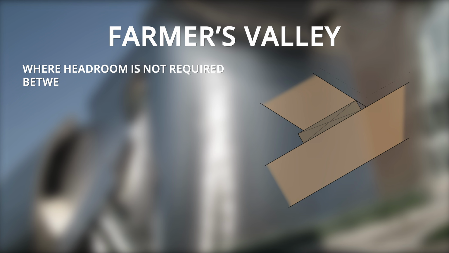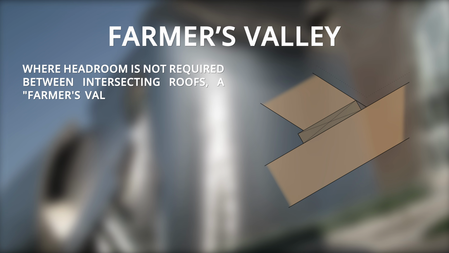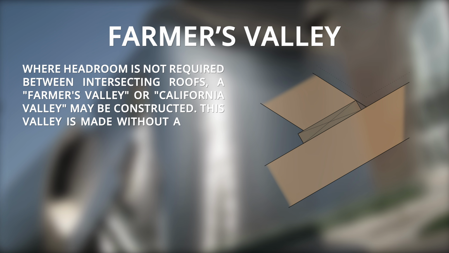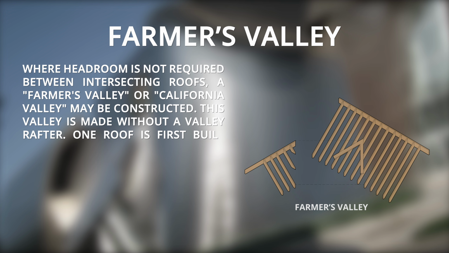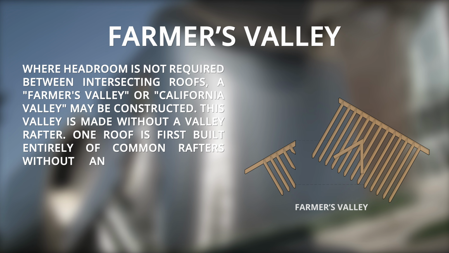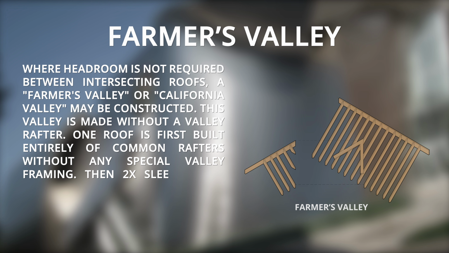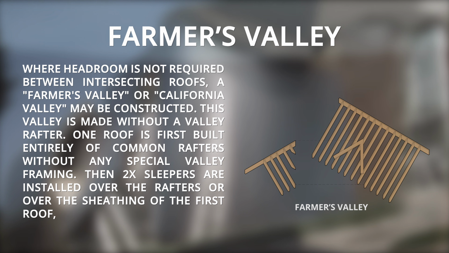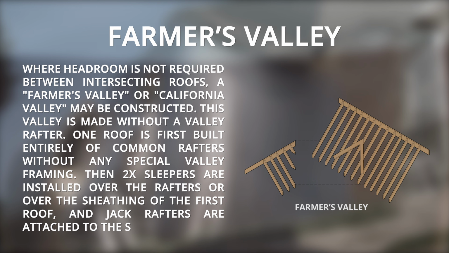Farmer's valley. Where headroom is not required between intersecting roofs, a farmer's valley or California valley may be constructed. This valley is made without a valley rafter. One roof is first built entirely of common rafters without any special valley framing. Then 2x sleepers are installed over the rafters or over the sheathing of the first roof, and jack rafters are attached to the sleepers.